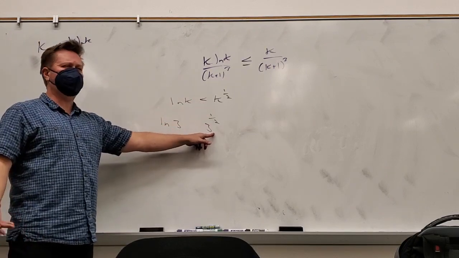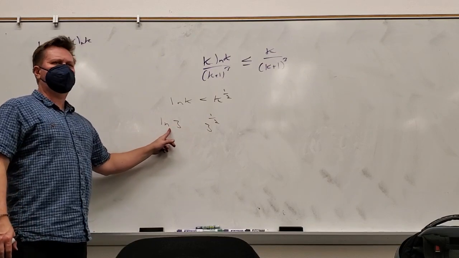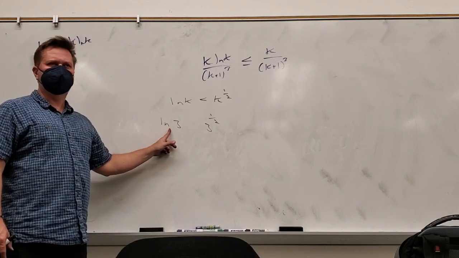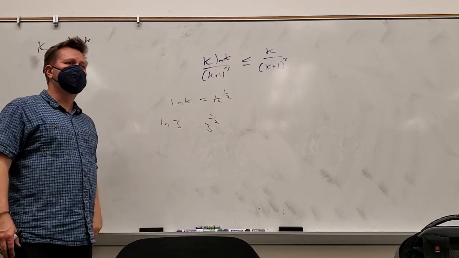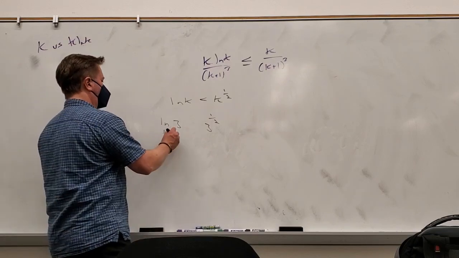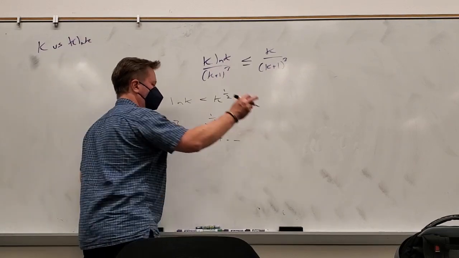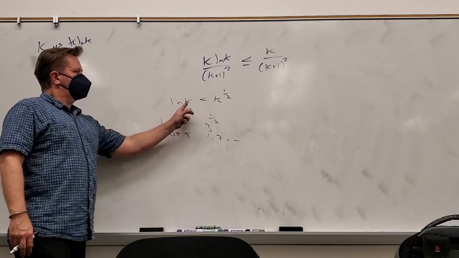Square root of 3 is like 1.75 or something, I think. Natural log of 3 is like 1.098. 1.098 sounds about right. So 1.098 versus 1.7 something. 1.732. Then take the derivatives.